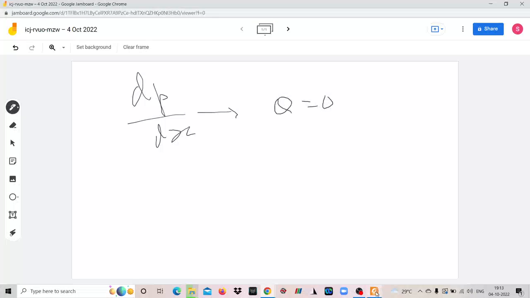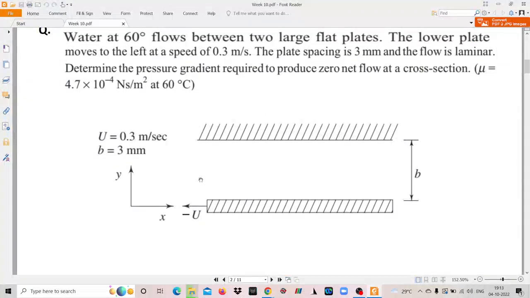Now the situation is, there are two parallel plates and water is flowing between them at a temperature of 60 degrees Celsius. Why is temperature important? Because the viscosity of the fluid varies with temperature. At 60 degrees Celsius, the coefficient of dynamic viscosity is given as 4.7 into 10 to the power minus 4 Newton second per meter square. The two plates are separated by a distance of 3 millimeter. The flow between the two plates is laminar, and the top plate is fixed, and the bottom plate is moving towards the left at a speed of 0.3 meter per second.